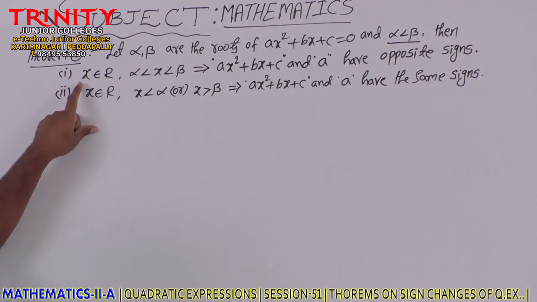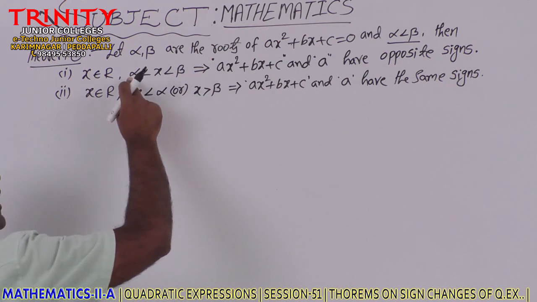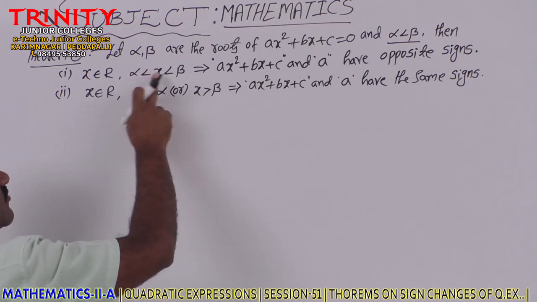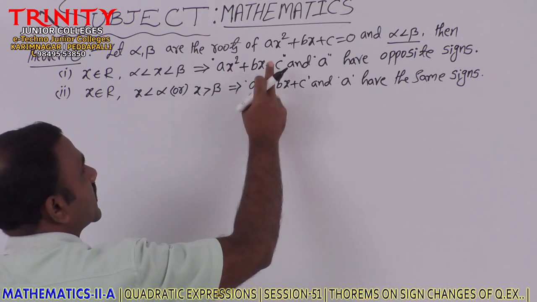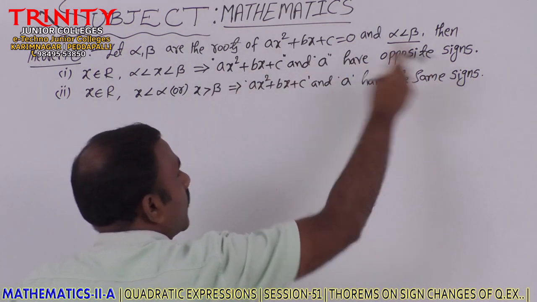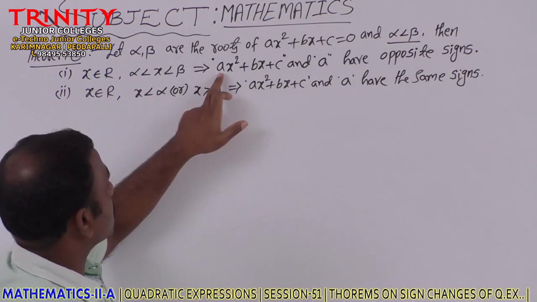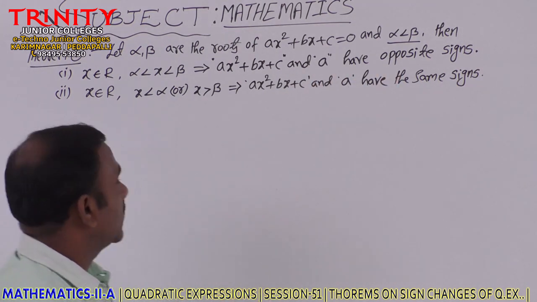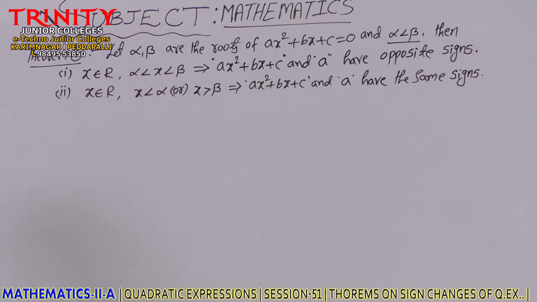First case, for any real number x, if alpha is less than x less than beta, meaning x lies in between alpha and beta, then ax square plus bx plus c and a have opposite signs. Means by seeing that the expression ax square plus bx plus c and a have opposite signs, then x always lies in between the roots alpha comma beta. That is the meaning of this.